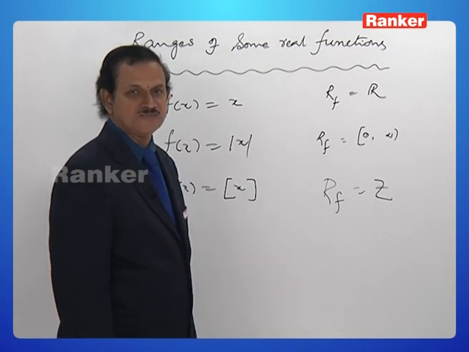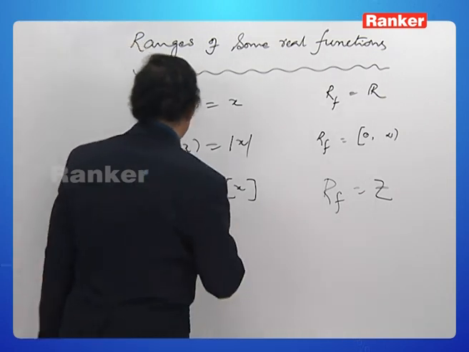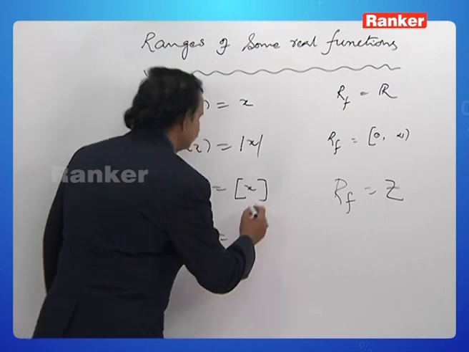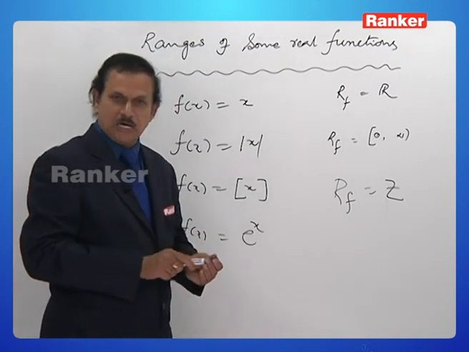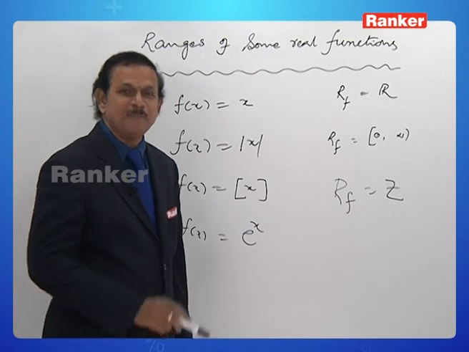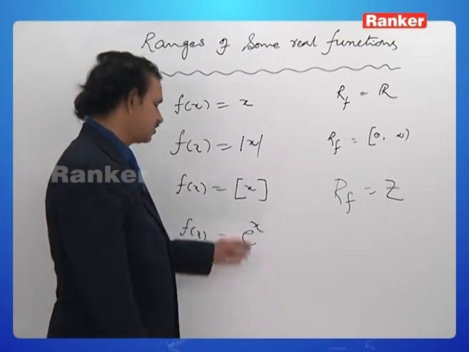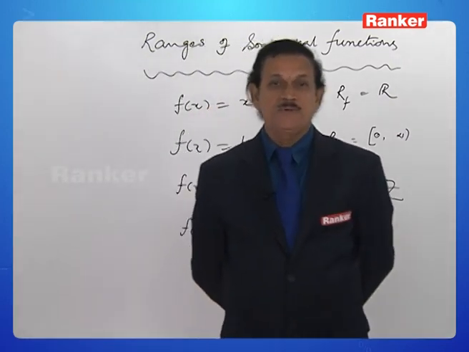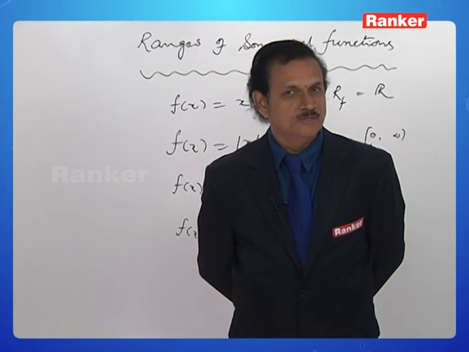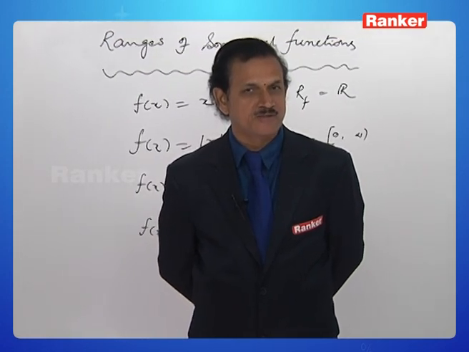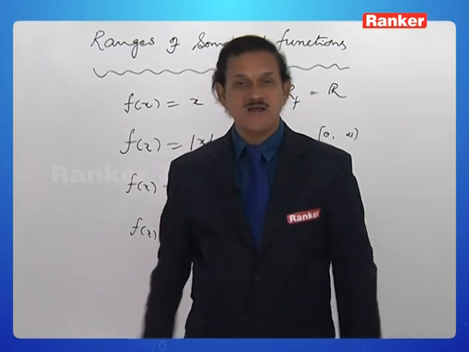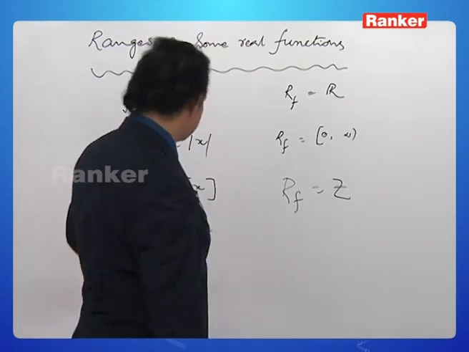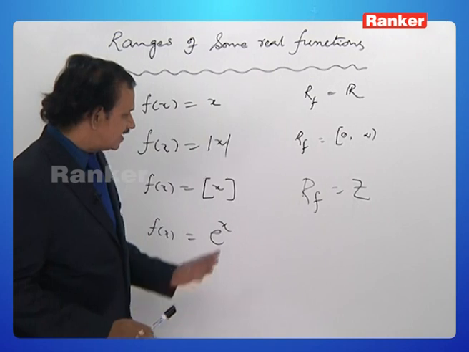Just like that, f of x is equal to e power x, or 2 power x, 3 power x, 4 power x, a power x whenever a is positive. We call it an exponential function. What is the domain of this function? It is one of the standard functions which have the real domain. The domain of this function is real numbers. That is, for any real value of x, we can find e power x. Now, what is the output?